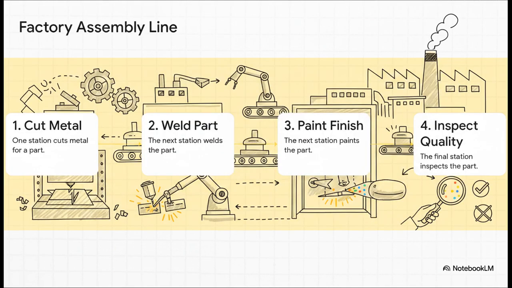Well, to figure this out, let's step away from code for just a second and think about a factory assembly line. You've got all these different stations, right? One station cuts metal, the next one welds a part, the one after that paints it. The real key here is that they are all working at the same time, just on different parts. So while one car is getting its final inspection, another is getting painted, and a fresh piece of metal is just starting its journey. That's how you get maximum throughput.